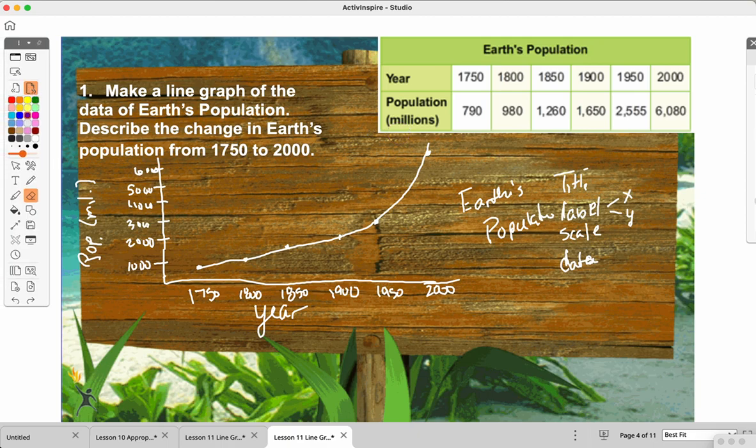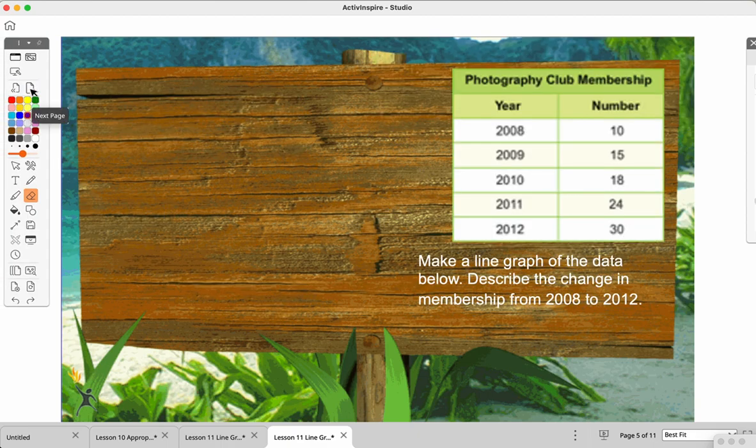All right, your job now is to take this data for the photography club and go ahead and create your graph. And then we'll talk about how we describe the change in membership from 2008 to 2012. All right, pause the video, create your graph, and we'll go from there.